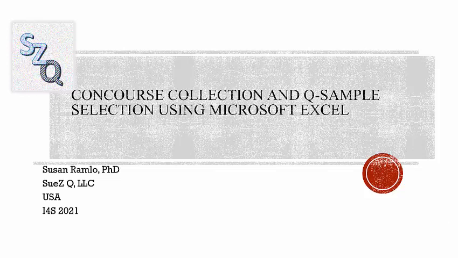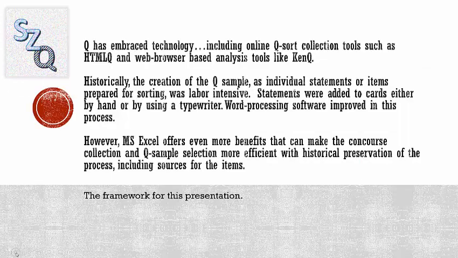Excel. For a long time, Q has embraced technology, including online Q-sort collection tools such as HTML-Q and web browser-based analysis tools like CanQ. In a lot of ways, we've been evolving with technology. Historically, the creation of the Q sample as individual items or items prepared for sorting was very labor intensive. Statements were added to cards either by hand or by using a typewriter.